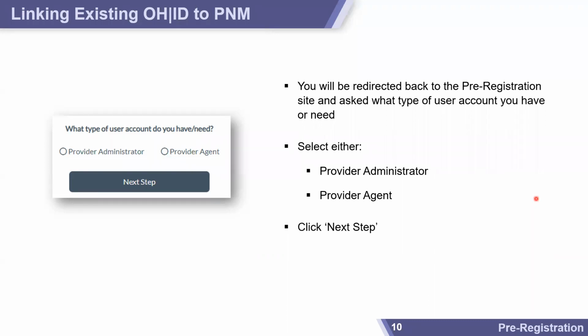And then after that time, the administrator will be able to go into P&M and set me up as an agent. And we'll walk through that process today. But if I'm an administrator or I'm an independent provider, I basically serve as my own administrator. That's what I would want to select here on the screen as a provider administrator. And then I'll go ahead and click on next step.